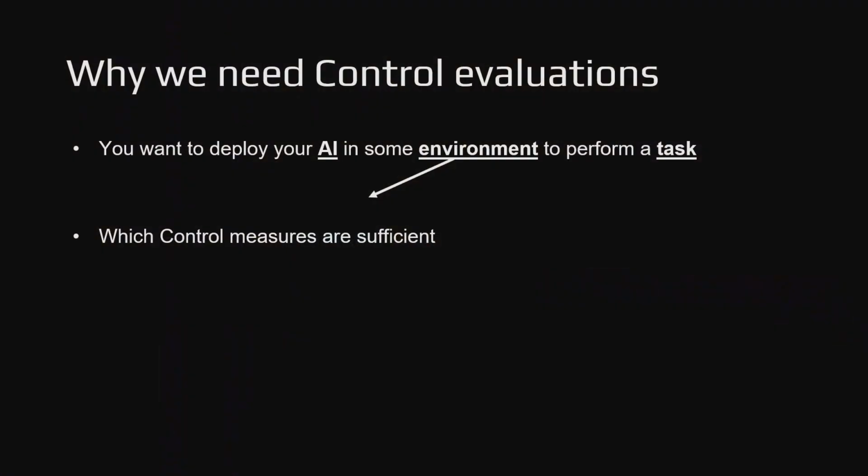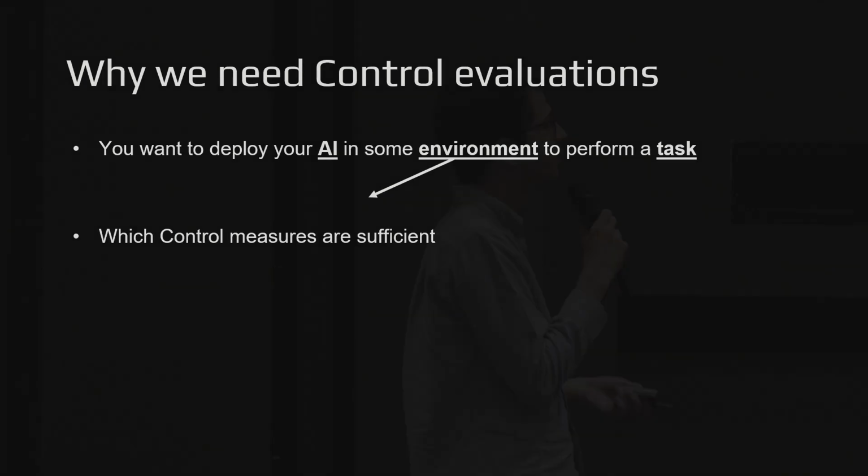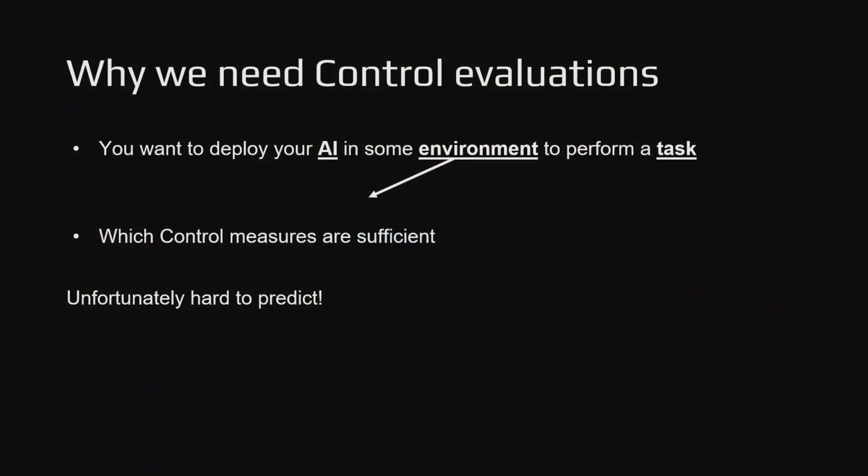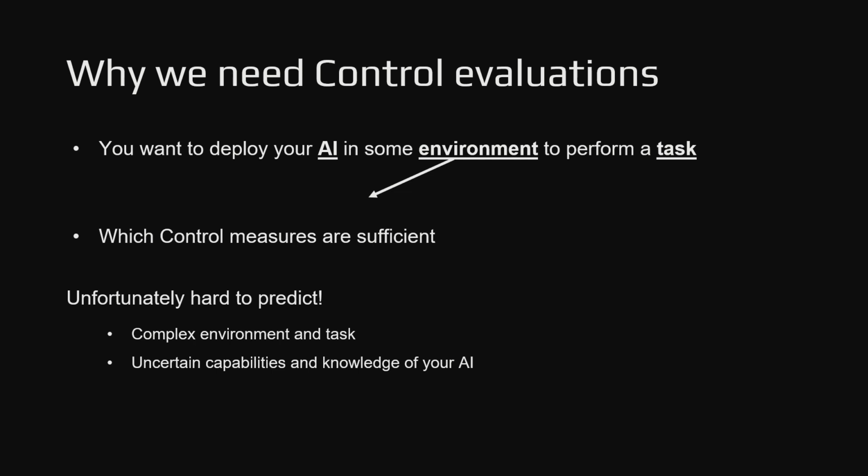So how do we decide what control mitigations to actually implement in a given situation? We might hope that just knowing our AI, and the environment and task that we'll deploy it in, we'll be able to predict and decide what control measures will be sufficient to prevent the outcome. Unfortunately, this gets quite tricky and hard to predict. This is because the environment and task might be pretty complex. We might even be uncertain about the exact capabilities or knowledge that our AI has. And also some of these failures could be quite high stakes, right? Once the model weights are exfiltrated, you cannot go back and so on.